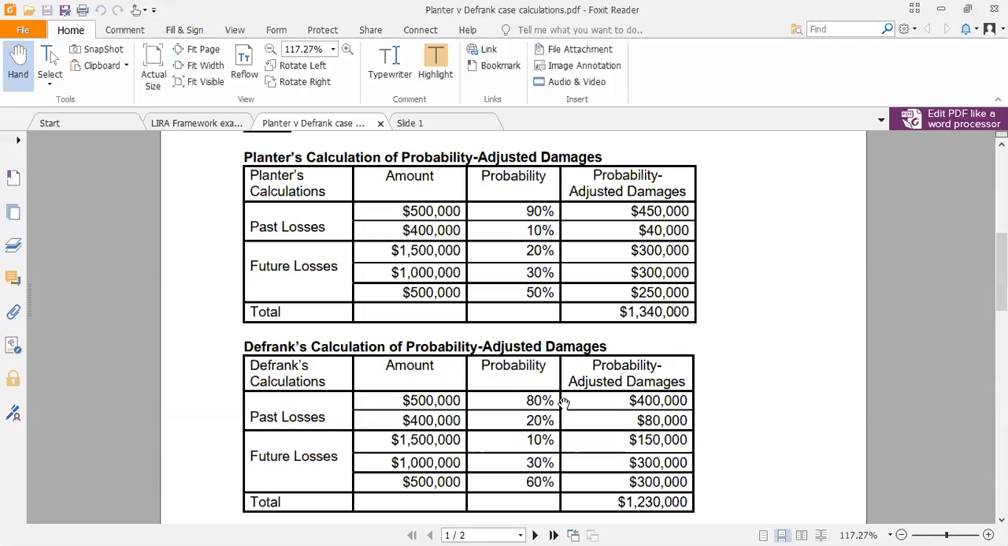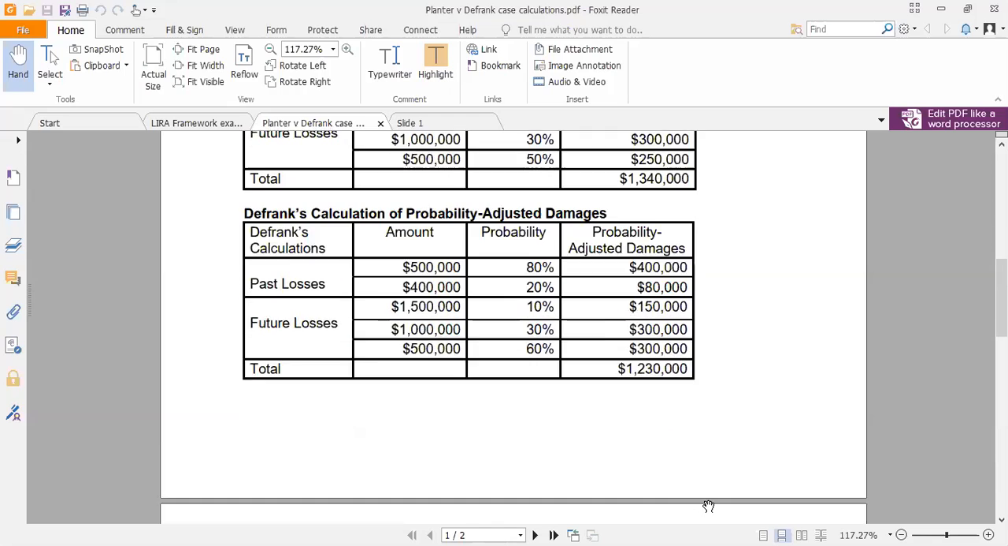Again, plugging in the numbers for their calculations. And again, we've obviously simplified this for illustration. The defendant estimates that there's only an 80% probability of proving $500,000 and a 20% probability of proving $400,000, and so on. In the same way, you multiply the amounts times the probabilities, you get the probability adjusted damages, you add them all up, and by the defendant's calculations, their best estimate is that the plaintiff would get an award of $1.23 million. So now we go to step 3.